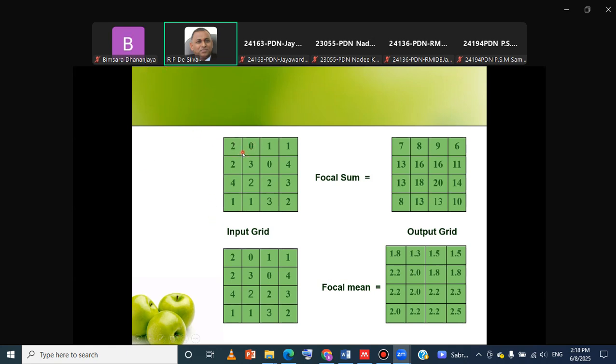Right. If the cell size is 10 meter by 10 meter, right? What is the distance from this cell to the cell with number 3? If it is 10 meter by 10 meter resolution, what is the distance that you have from this cell to this cell with number 3? Can you calculate and drop me a message through chat?